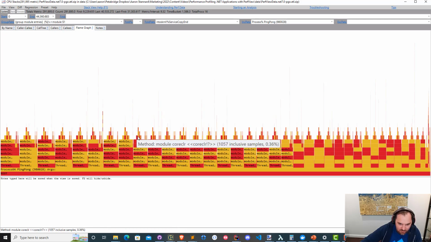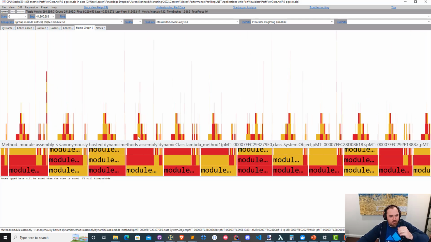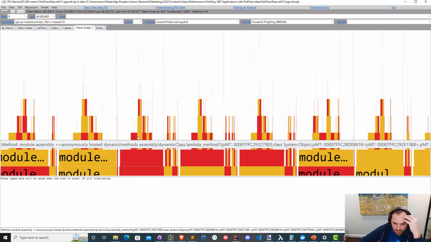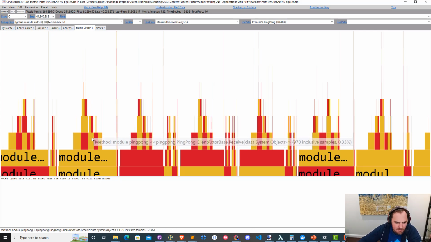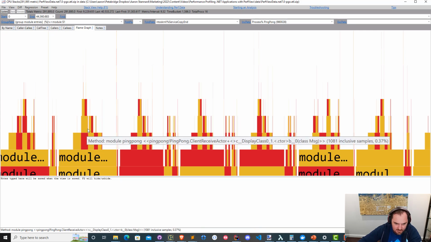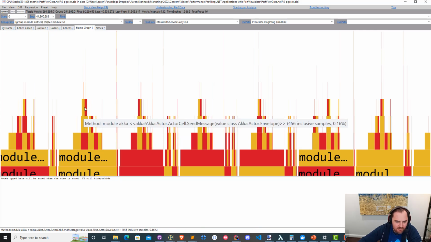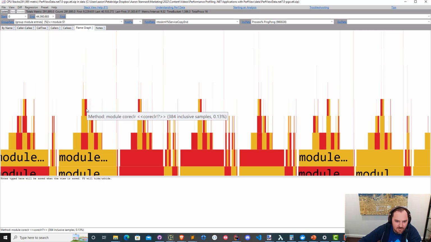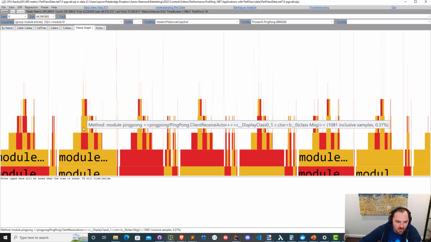Now, this is where things get a little interesting. Let's see if I can zoom in on this here. Okay, this is an example of, let's see, is this the receive actor doing that? It might be. Let's take a look. Client actor base.receive, client actor base.display. Client receive actor. Okay, that's a receive actor doing that. So that's not super interesting.